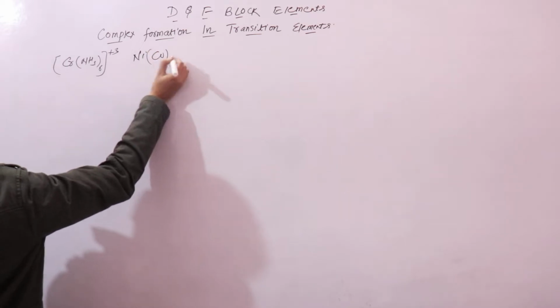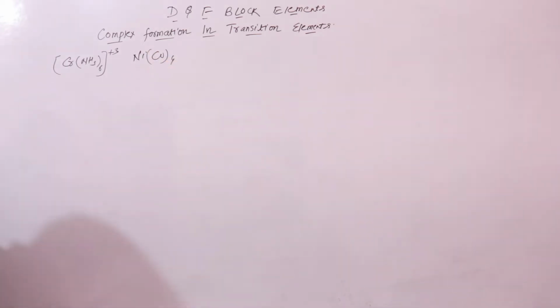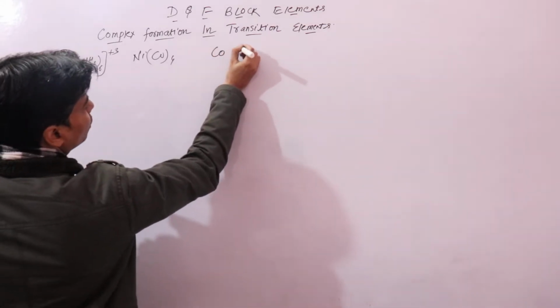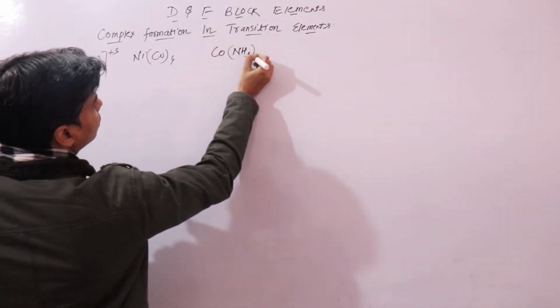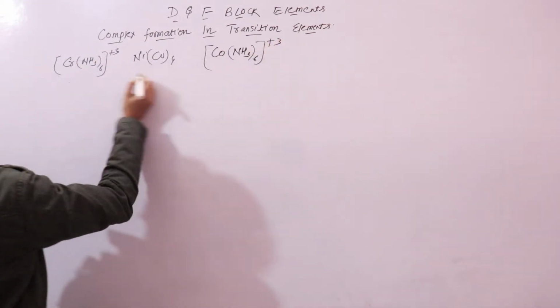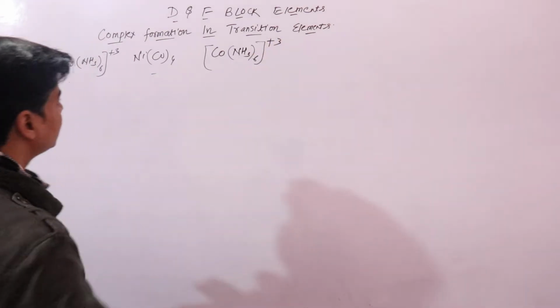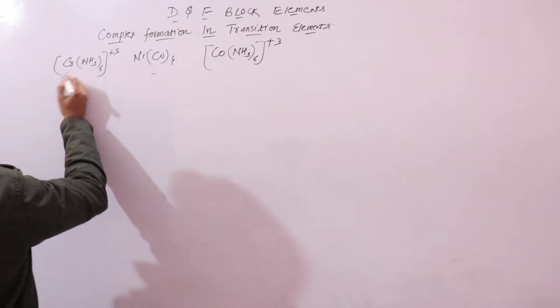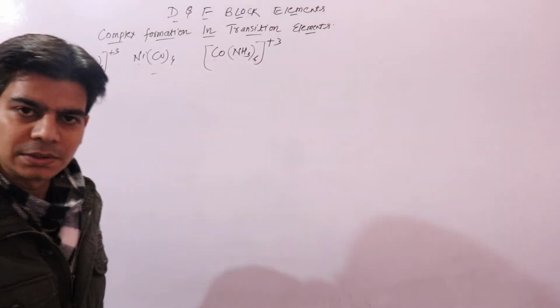Ni(CO)4 is a complex compound. Right? Then there is another complex compound, which is your Co(NH3)6 3+. All these are complex compounds, right? And cobalt, nickel, chromium, all these are transition elements, right?